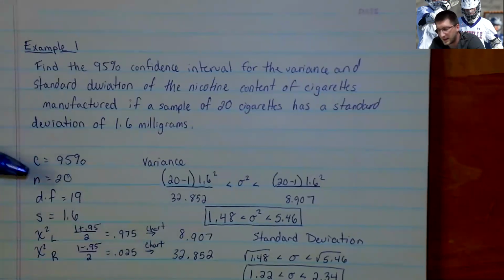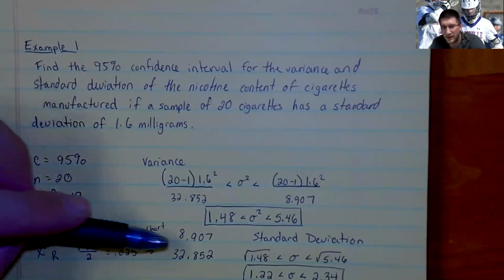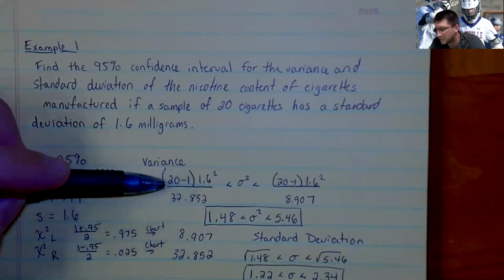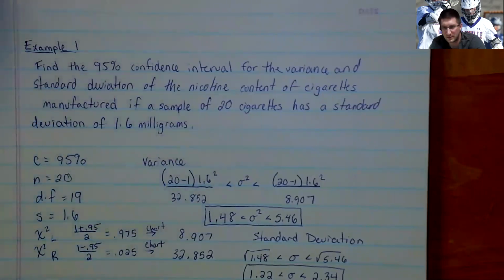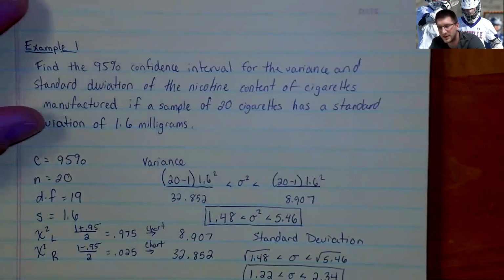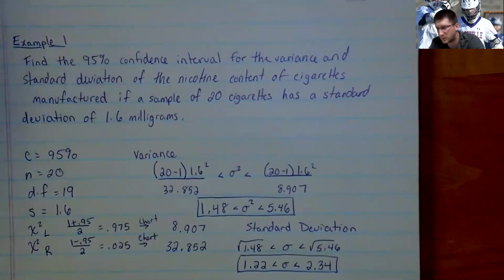For the formula, I need an N, an S or an S squared, and my 2 critical values. So I put them into the variance formula, and I got 1.48 to 5.46. That's most of the work. To get to that last step, the standard deviation, all I have to do is take the square root of my 2 endpoints, 1.48 and 5.46, and that will give me the standard deviation interval, which is 1.22 to 2.34.